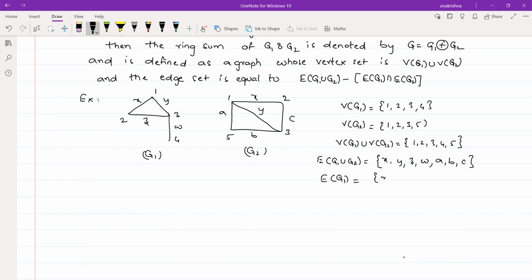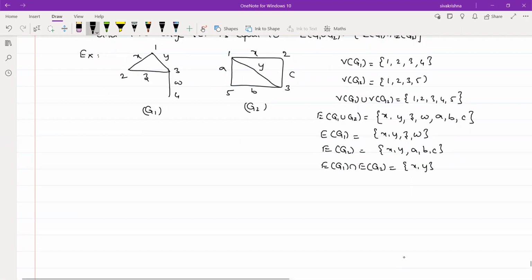Okay. Now we have to find the edges only in G1. Edges in G1 are X, Y, Z, W. Now edges in G2: X, Y, A, B, C. Okay. If you find E of G1 intersection E of G2, it means the intersection of edges in graph 1 and in graph 2, then we get only X, Y. So we have only 2 edges in common in both the graphs G1 and G2, and those edges are X, Y.